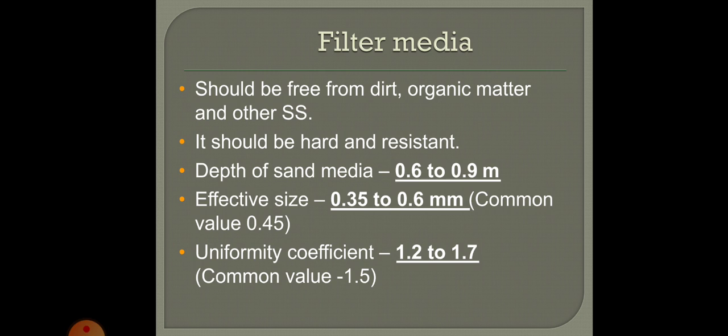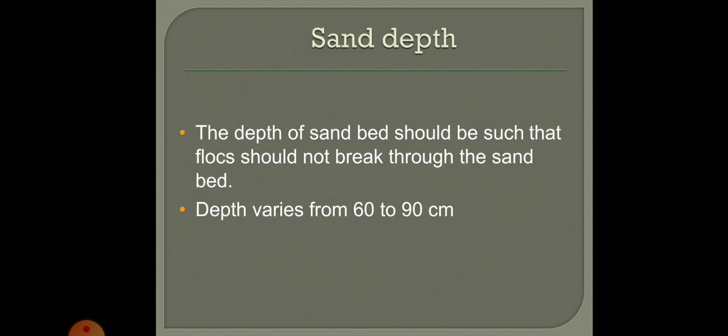The common value is normally 0.45, and the uniformity coefficient is between 1.2 to 1.7. So that is the uniformity coefficient that is preferred. Common value is normally 1.5. So coming to the sand bed, it should be such that the flock should not break through the sand bed, and also the depth of the sand bed is usually between 60 to 90 centimeters.